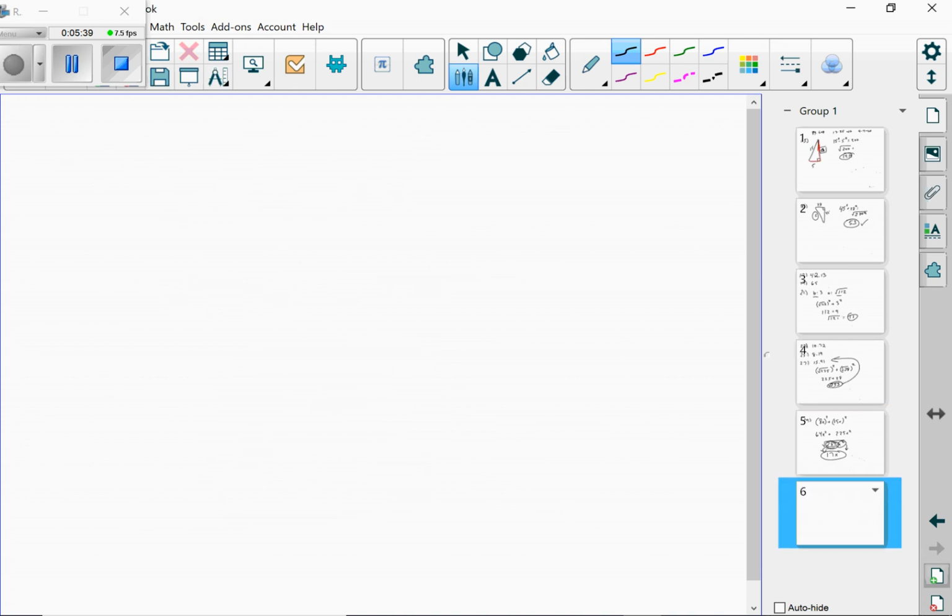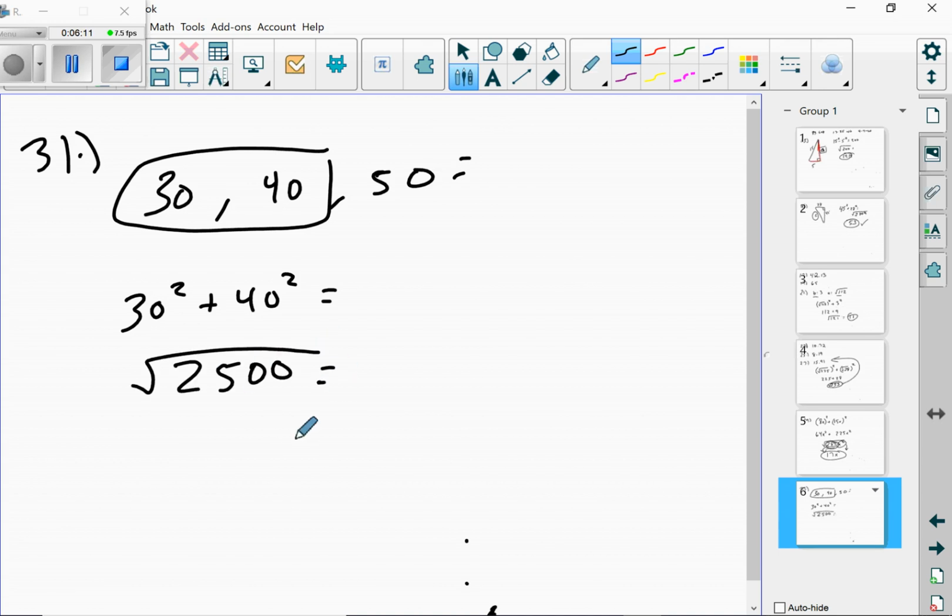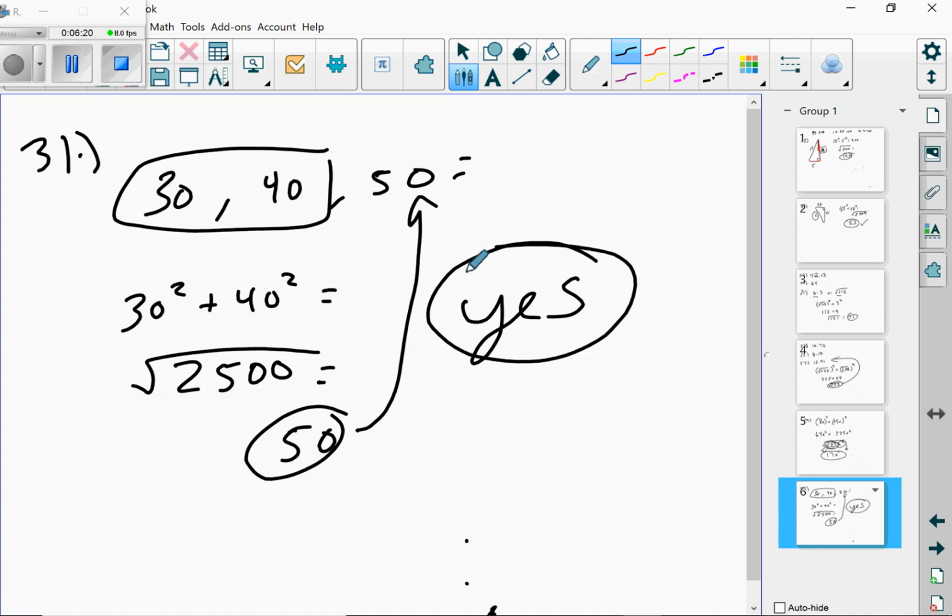Okay, got a couple more of these. At the bottom, 31, you had to say yes or no. Is it a right triangle? Determine whether the following sides form right triangles. Justify your answer. So I've got the numbers 30 and 40 and 50. So I'm just going to check 30 and 40 and see if I get a hypotenuse that's equal to a 50. So 30 squared plus 40 squared. Pretty sure that equals 2,500. Square root of that equals 50. If this answer is exactly, not rounded, but exactly the same thing, then this is a yes. We have a right triangle.